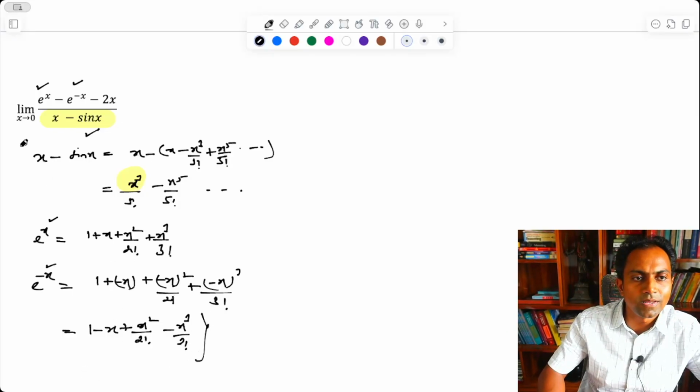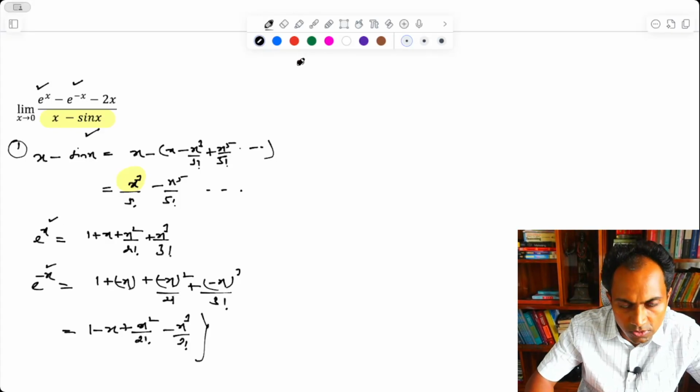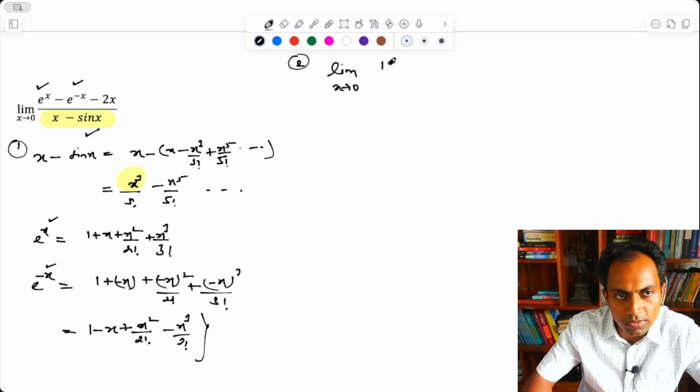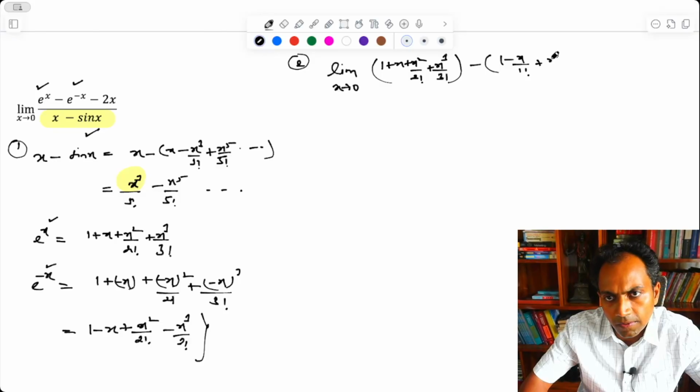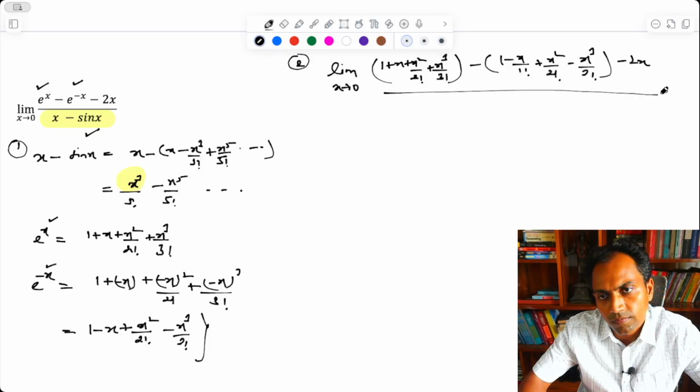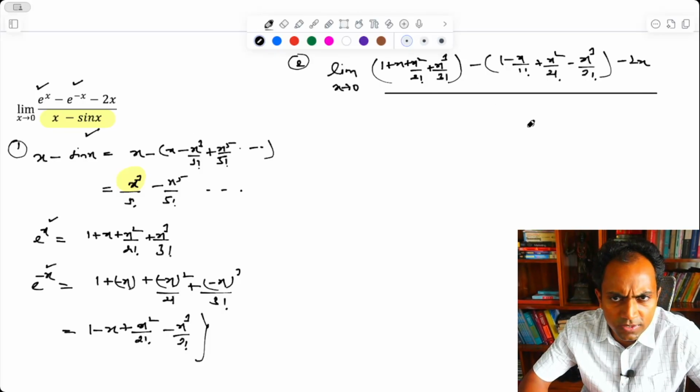Once you have all of these material into place, in the next step, I can just substitute and get the answer in one line. So limit x tends to 0. The first part can be written as 1 plus x square by 2 factorial plus x cube by 3 factorial. The next part would be written as 1 minus x by 1 factorial plus x square by 2 factorial minus x cube by 3 factorial. And then what we have is 2x. In the denominators, you can write all of these, but even if you write the one with the smallest power, that would be more than enough.